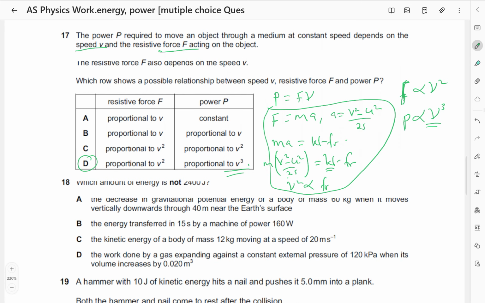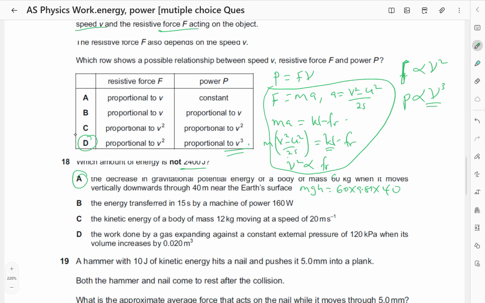Which amount of energy is not 2,400 joules? Let's check. These ones are easy to check. The decrease in gravitational potential energy of a body of mass 60 kilograms when it moves vertically downwards through 40 meters. So this is going to be mgh. Mass is 60, times 9.81 times 40. That is not 2,400. It is already more than that. So this is not correct.